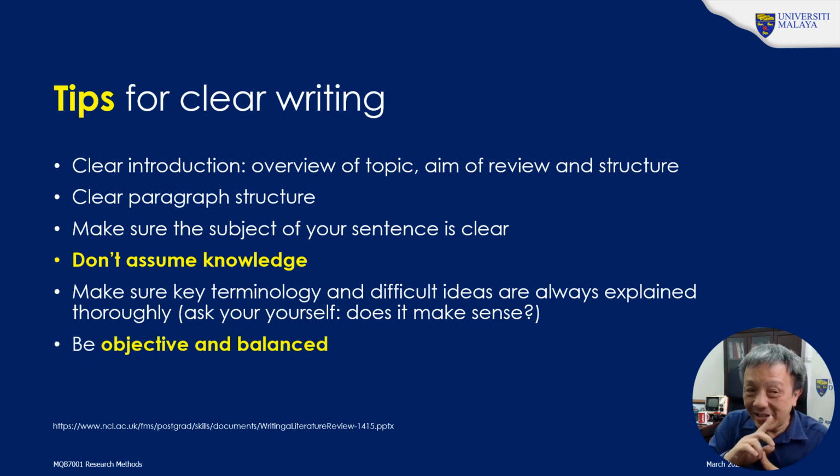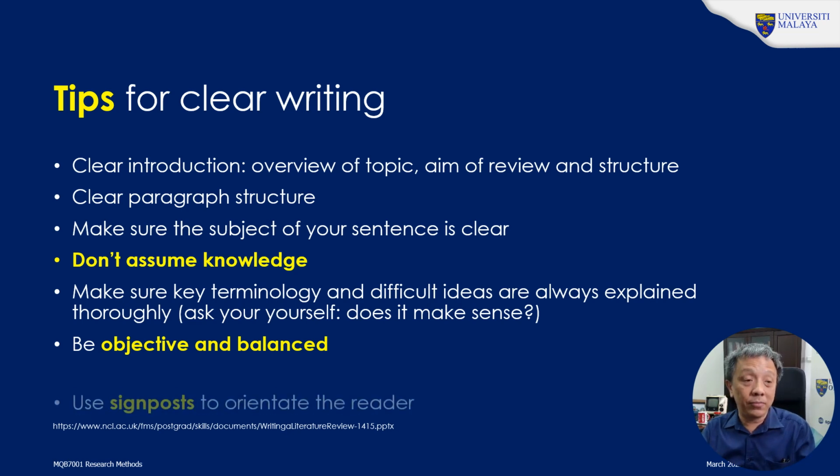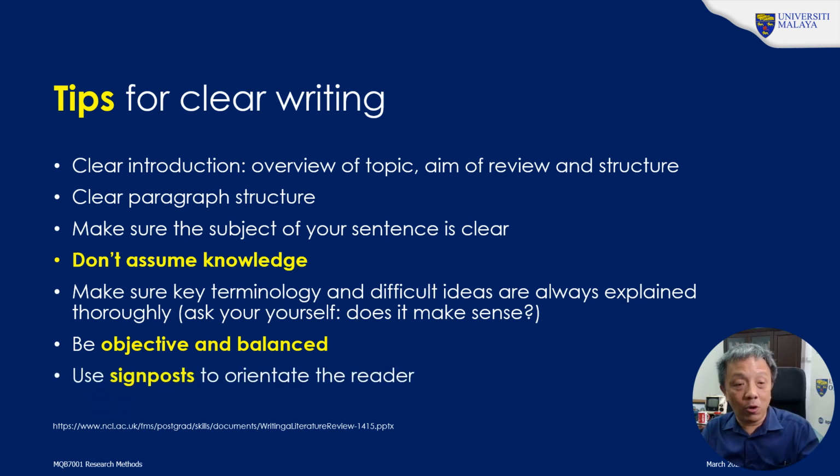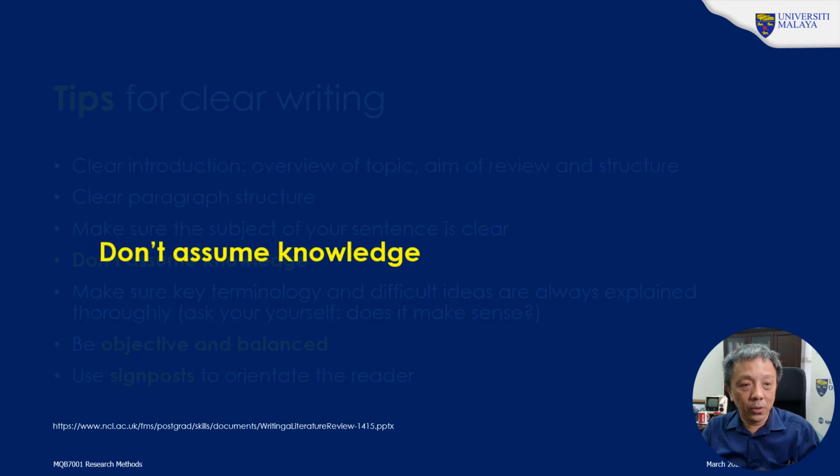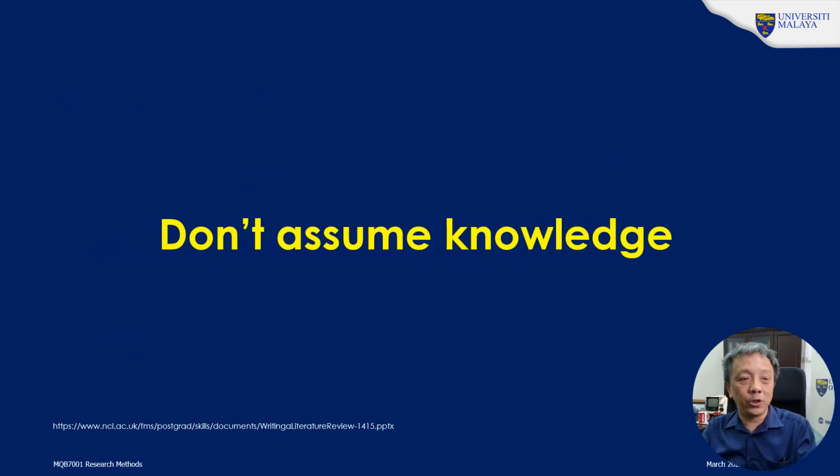Be objective and balanced. It's important to be objective and balanced when you're writing. It is good to make it personal, but it is not what we want. We want you to be objective when you're doing a literature review. Use signposts to orientate the reader. Signposts are words that you can use to guide the reader on what you're going to present next. How are you going to do it clearly? Don't assume knowledge. Just remember that. It's important for you to remember.